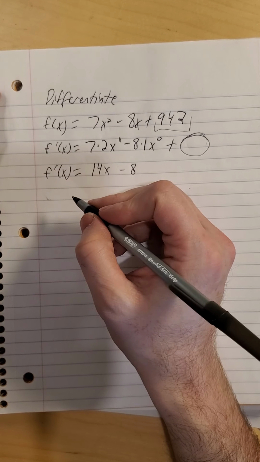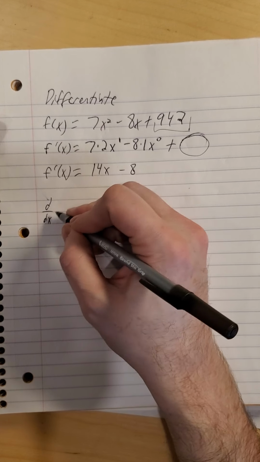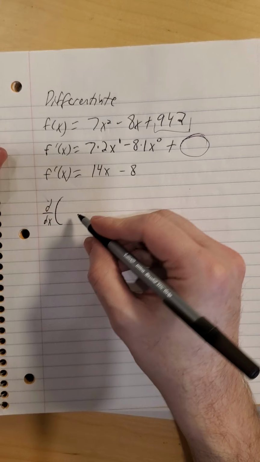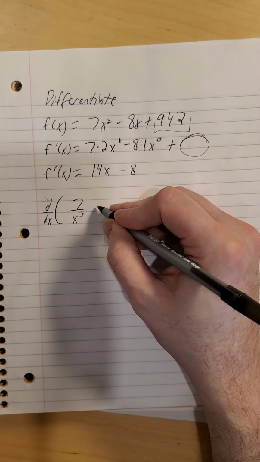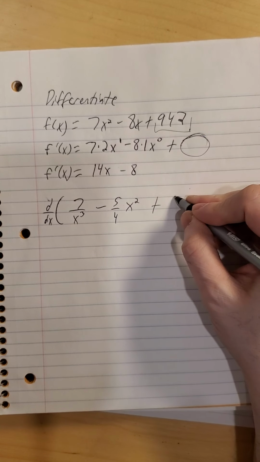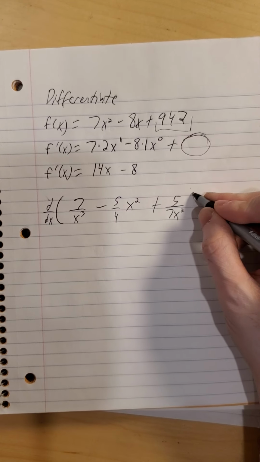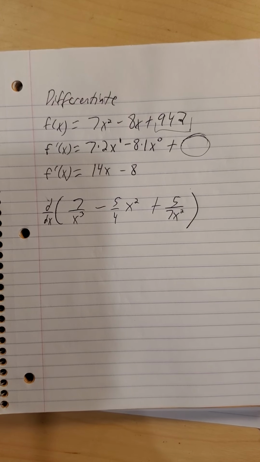So I have you all try one out. Let's see, I'll have you find d dx. So this is saying find the derivative of what's inside. We'll do, let's see, 7 over x cubed minus 5/4 of x squared plus 5 over 7x squared. So see if you can give that one a spin. You will need to do a little manipulating before you differentiate.